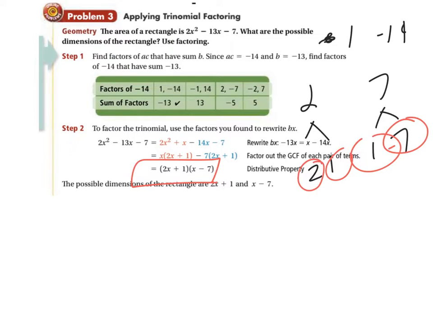But again, that's where we get the factors from each time, is that whole process: a times c, factors of that in order to create the middle term. And then we go back and we take a look at the factors of a and the factors of c that help us to create those two factors that made up the middle term.